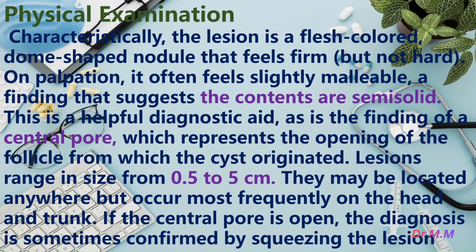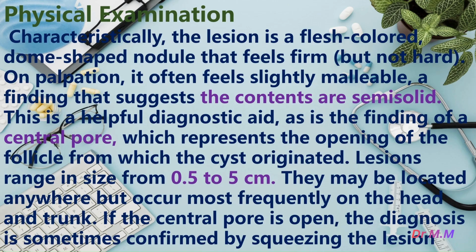Physical examination: characteristically, the lesion is a flesh-colored, dome-shaped nodule that feels firm but not hard. On palpation, it often feels slightly malleable, a finding that suggests the contents are semi-solid. This is a helpful diagnostic aid, as is the finding of a central pore, which represents the opening of the follicle from which the cyst originated. Lesions range in size from 0.5 to 5 cm. They may be located anywhere but occur most frequently on the head and trunk.